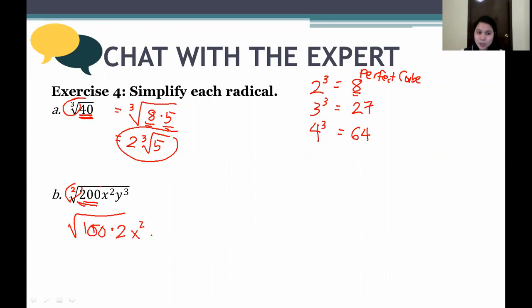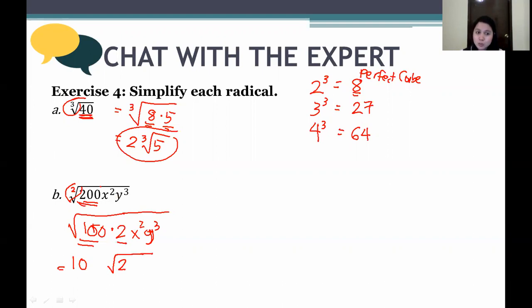x squared y cubed. Now, what's the square root of 100? In the chat box. Okay, tell me what's the square root of 100? 10, very good. So place 10 outside. How about 2, ma'am? What's the square root of 2? There's no square root of 2. So we place it inside.